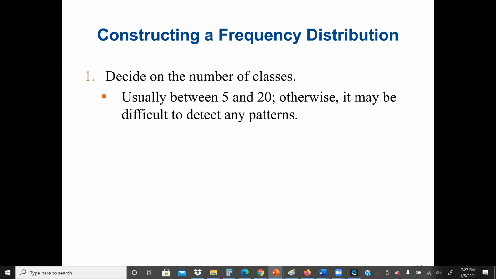In qualitative data, the number of classes depends on the number of categories we have. If I'm talking about cars and the different colors of cars I have is 5, then the number of my classes will be 5. If all the colors I have is 20, then the number of my classes will be 20. This is for qualitative data. Now for quantitative, the first step is we have to decide on the number of classes. Here we say usually between 5 to 20. Otherwise, it may be difficult to detect any patterns.